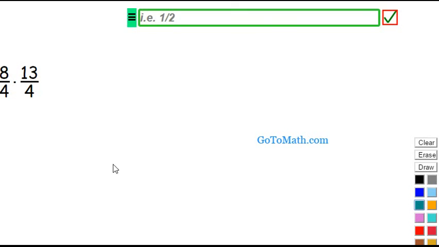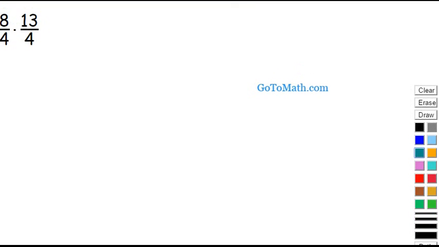How about we use that color? So we have 8 over 4 times 13 over 4. We'll just rewrite that part right here. And actually, let's come down a little further. So 8 over 4 times 13 over 4. So we want to always reduce our fractions down before we actually multiply if we can, okay?